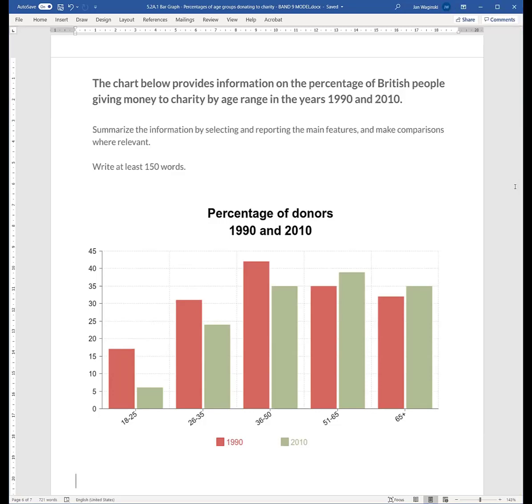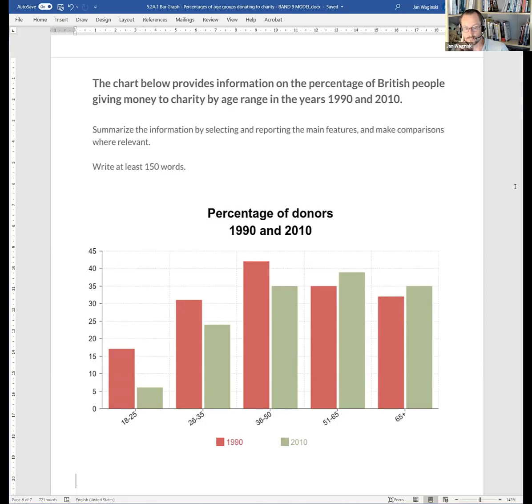Percentage of how much money? That's what I'm asking. Nope. No, it's 16%. It's right in the title. The percentage of British people giving money to charity. This is a percentage of British people, but not the money. We have no idea how much money they gave. This is a percentage of the British people in each category. So if you look at 18 to 25-year-olds in 1990, what percentage of 18 to 25-year-olds gave money to charity?